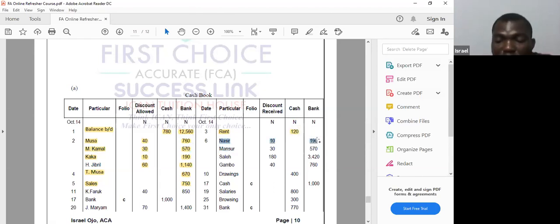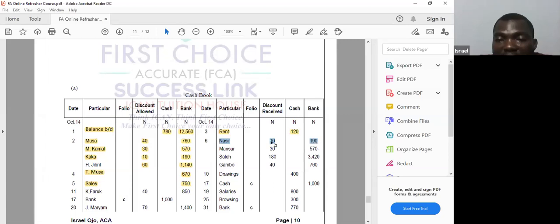The amount that we are expected to pay is 200, but we enjoy a cash discount of 5%. So 200 times 5% discount will give us 10. It means that 10 is the discount received. Can you see discount received? We are expected to pay 200, but we are paying 190.